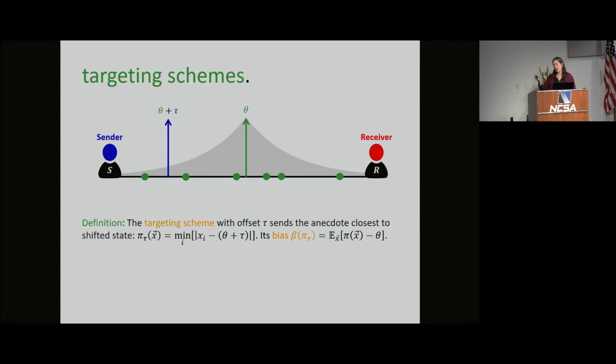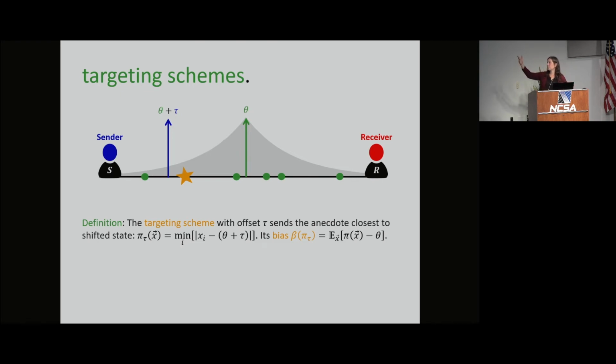And now I'm insisting that the sender can only tell an anecdote. So she can't send just theta plus tau. She has to send an anecdote. So she's going to send the anecdote that is closest to her target, the starred one in this case. And this is the targeting scheme. It's going to have some bias, the bias being how far the anecdote that she sends is from the state of the world. That's what I'm defining to be the bias of this scheme.